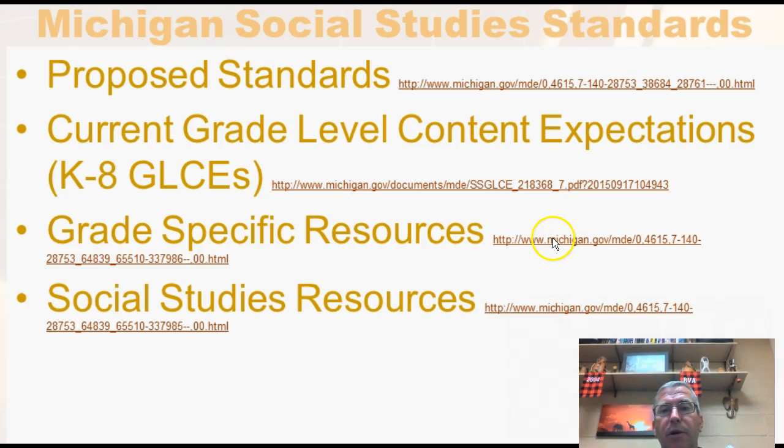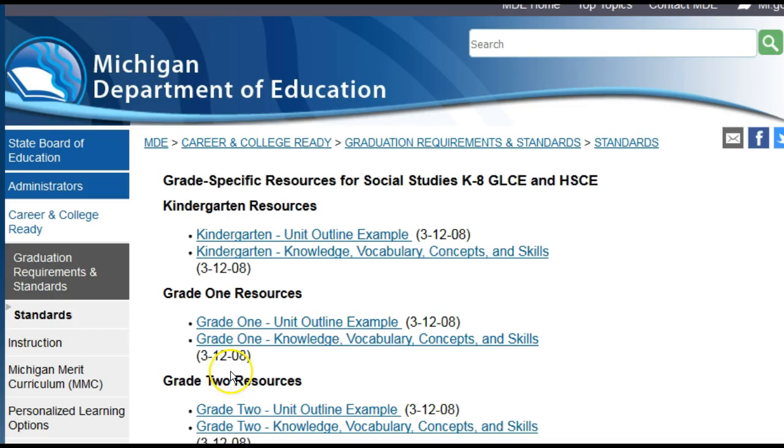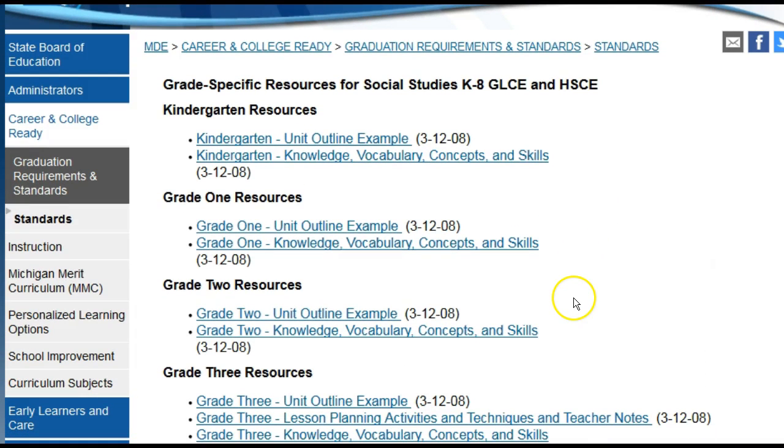One of the things I wanted to do was take you to some of those documents. So hold on while I open up this one called Grade-Specific Resources. When you jump over to the grade-specific resources for Social Studies K-8 GLCEs and HSCE, High School Content Expectations, you will see that on this resource page they've done a really nice job of laying some things out for you.